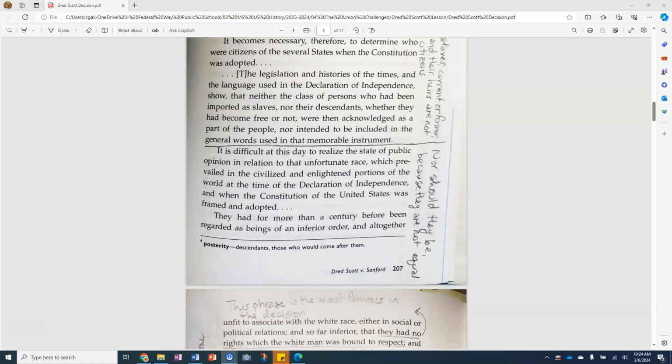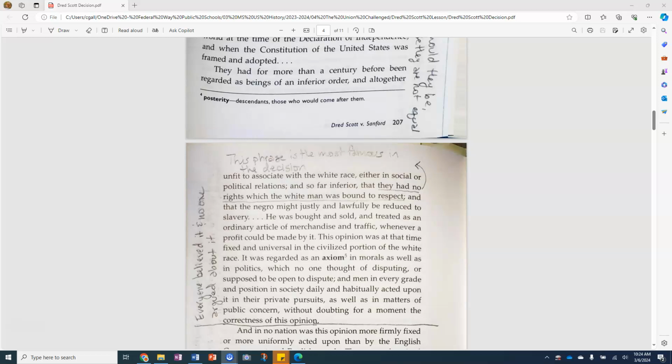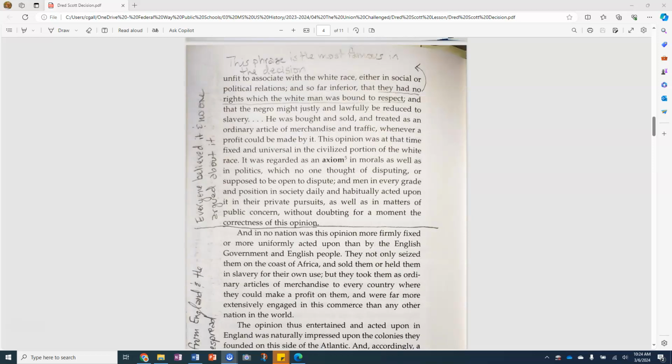They had for more than a century before been regarded as beings of an inferior order, altogether unfit to associate with the white race, either in social or political relations, and so far inferior that they had no rights which the white man was bound to respect, and that the Negro might justly and lawfully be reduced to slavery. He was bought and sold, and treated as an ordinary article of merchandise and traffic, whenever a profit could be made by it. This opinion was at that time fixed and universal in the civilized portion of the white race.